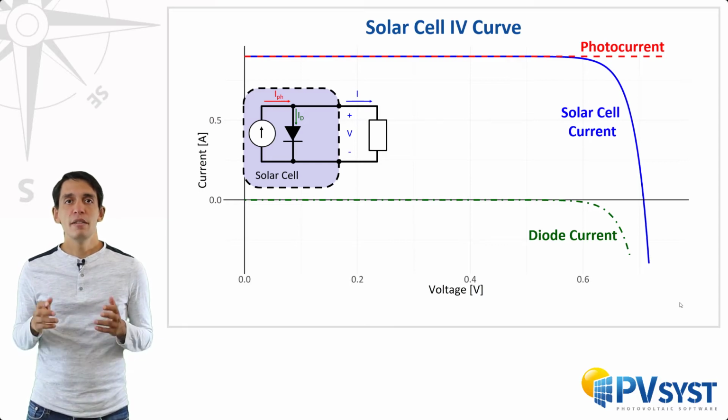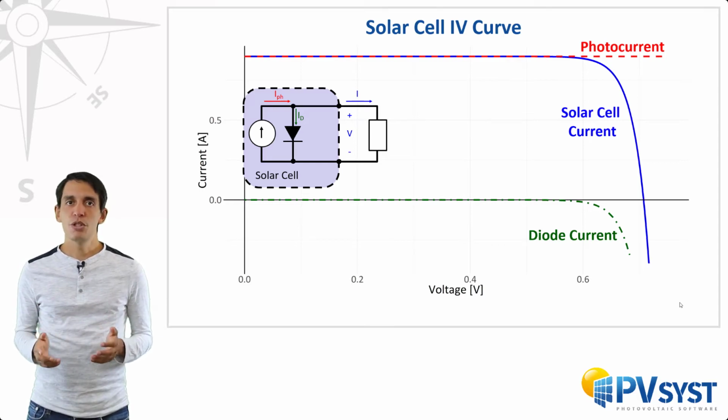This leads to the typical IV curve of a solar cell. We have the photocurrent in red, the diode current in green, and the sum of both curves in blue is the IV characteristic of the solar cell.